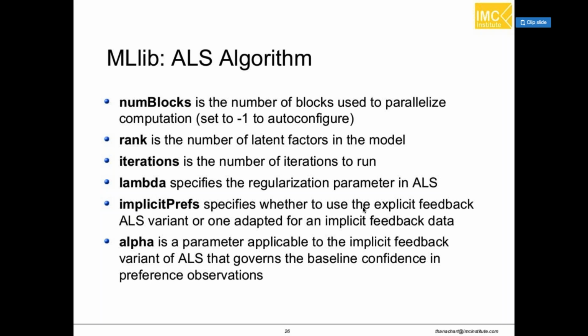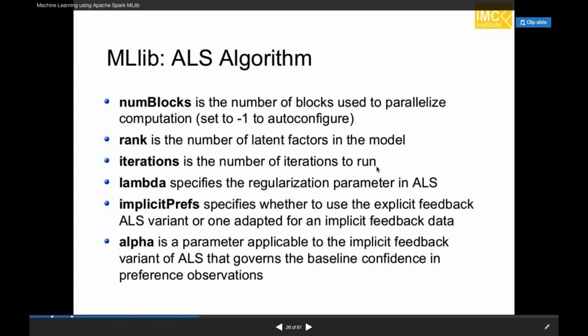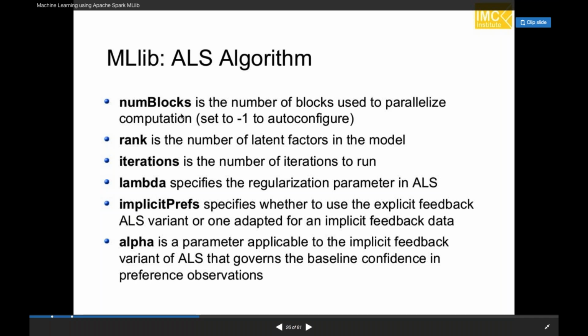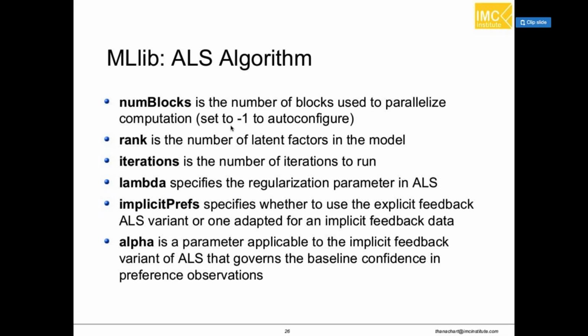If it is a very small data set, then they are using similarity algorithms. So when you're calling the ALS method of Apache Spark, what are the parameters you need to pass? That is the question. The first parameter is the number of blocks, which is used to parallelize computations. It means how many blocks you want to pass.